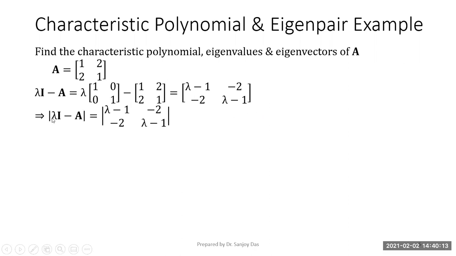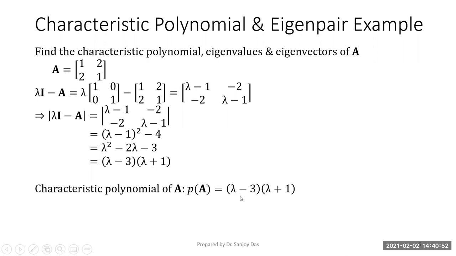The determinant is this determinant here: lambda minus 1, negative 2, lambda minus 1. This determinant is lambda minus 1 squared minus negative 2 squared, which simplifies to lambda squared minus twice lambda minus 3. So this is the characteristic polynomial. And for this matrix to be singular, its determinant must be 0, whence this must be 0.